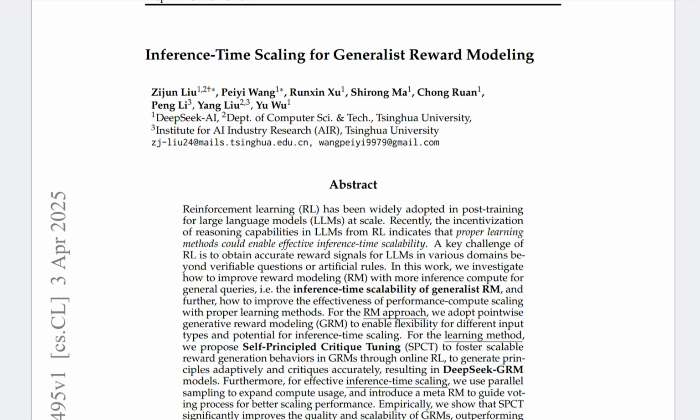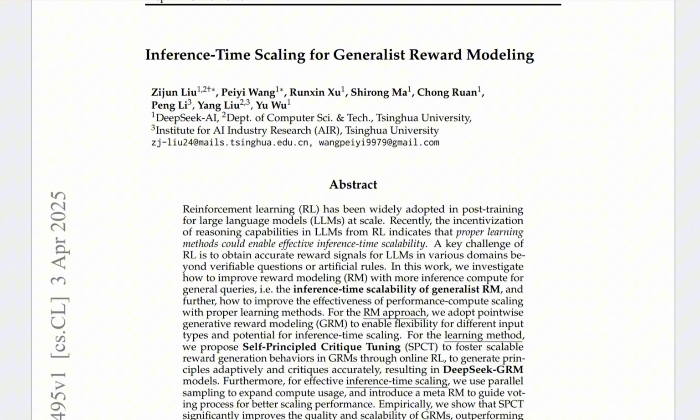Hello everyone! Today I am going to explain a paper from April jointly published by DeepSeek and Tsinghua University. What it discusses isn't actually about training a model to answer questions, but rather how to build a model that scores multiple answers. This is what they call a reward model.